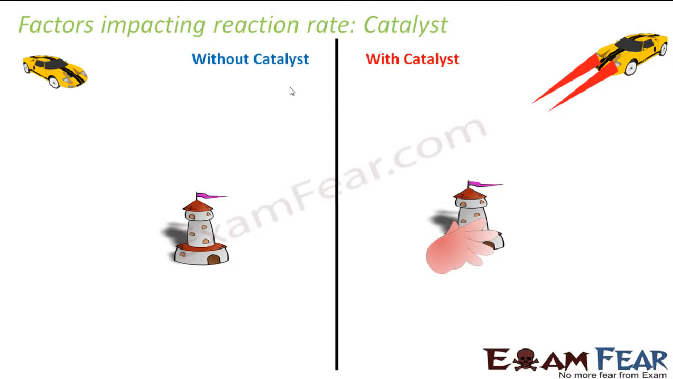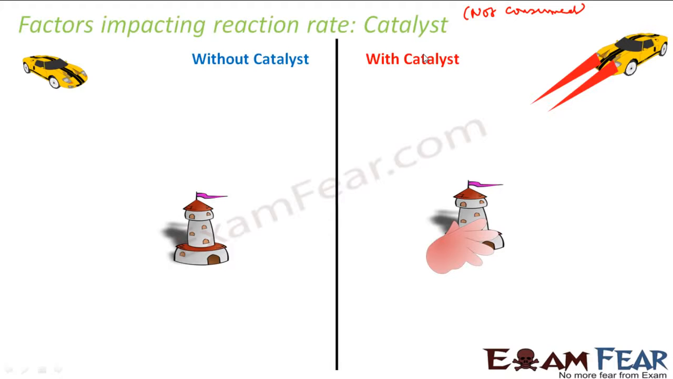The next role is the catalyst. See, a catalyst lowers the activation energy of the whole chemical reaction. We'll talk about activation energy in the next few slides. See, they are not consumed by the system. They just work by increasing the frequency of collision between the reactants.